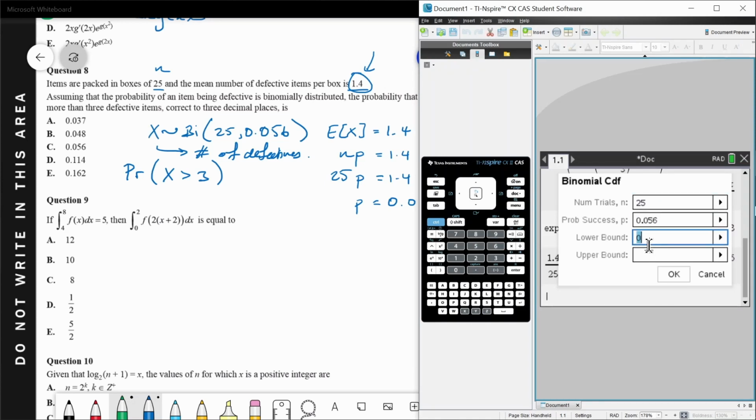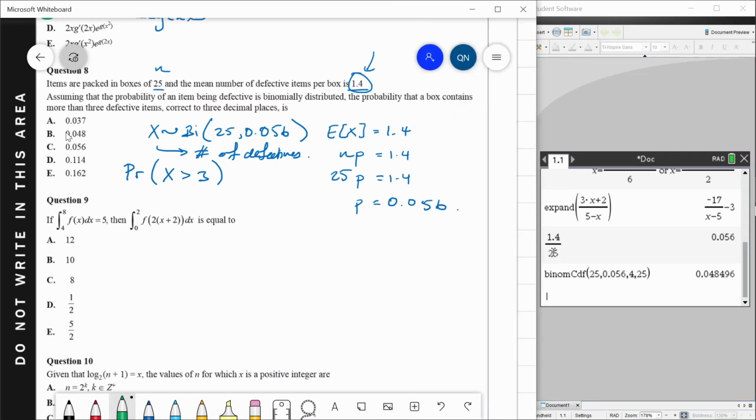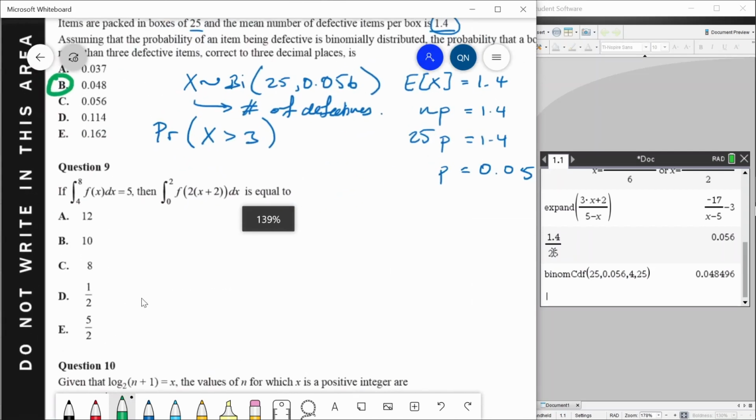Lower bound, we're actually going to start at 4 because we're not including 3. And the upper bound is 25. And that is going to give us 0.048, and that is option B. So that's the answer. Okay, question 9, we've got integrals with transformations.